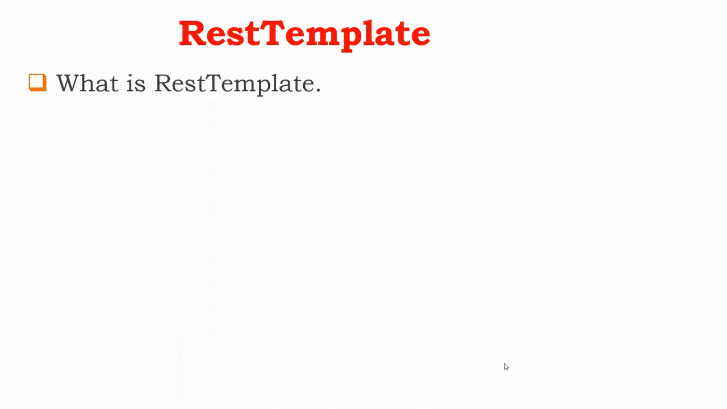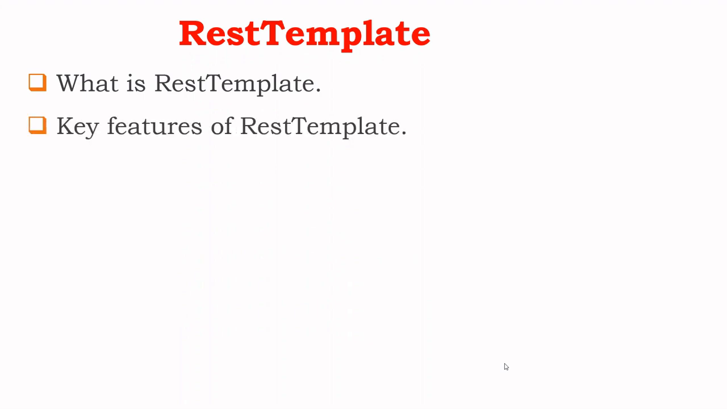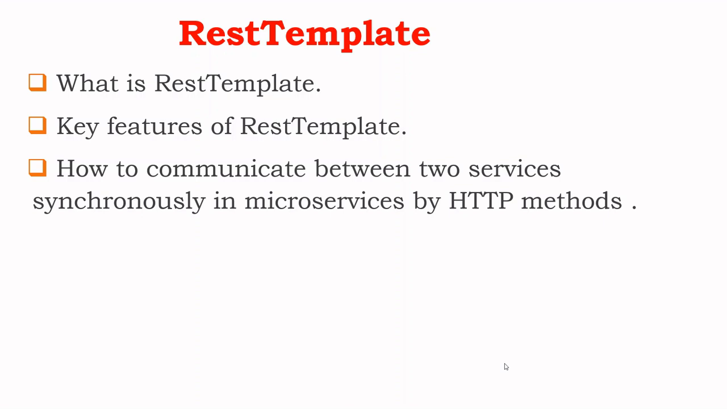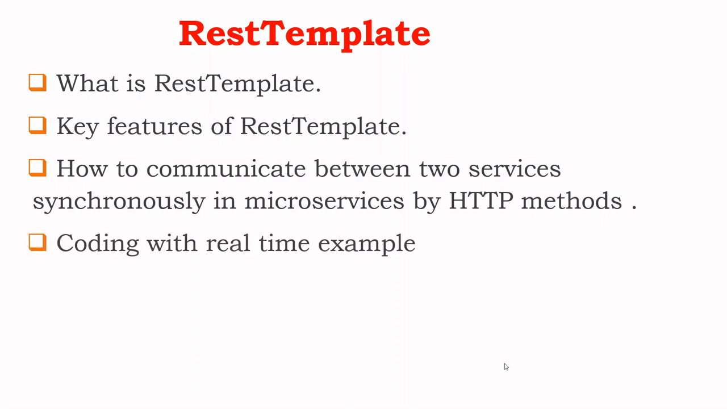So we are going to cover all this topic in this video tutorial, which is what is REST template and then key features of REST template and how to communicate between two services synchronously in microservices environment by HTTP methods and coding with real-time example. So firstly, we'll try to quickly understand what is REST template and then features of REST template, and then we'll try to understand how we are going to code. Okay, so we are going to take two services. First will be order services and another will be the payment services, and then we'll do the coding with real-time example.